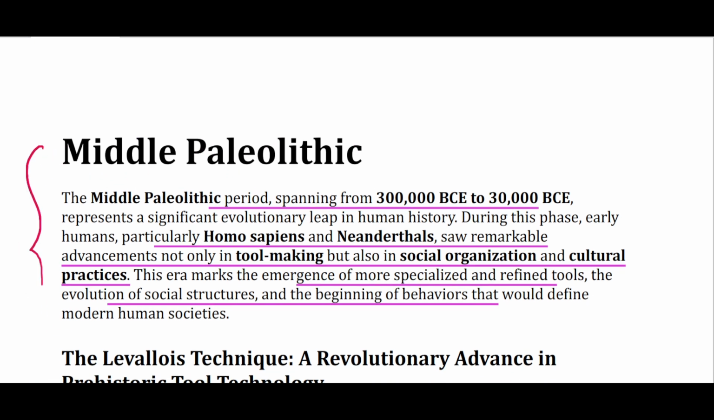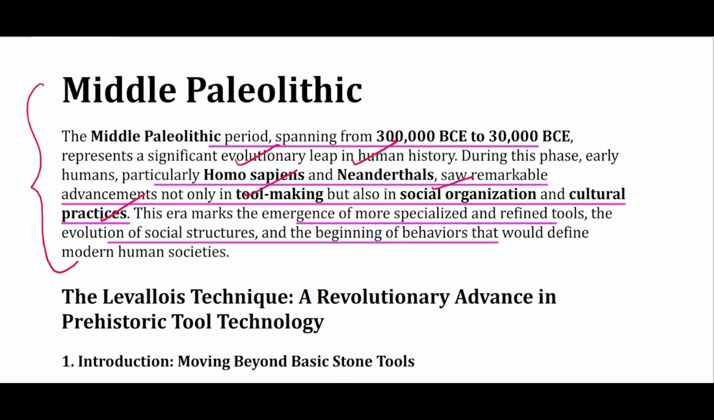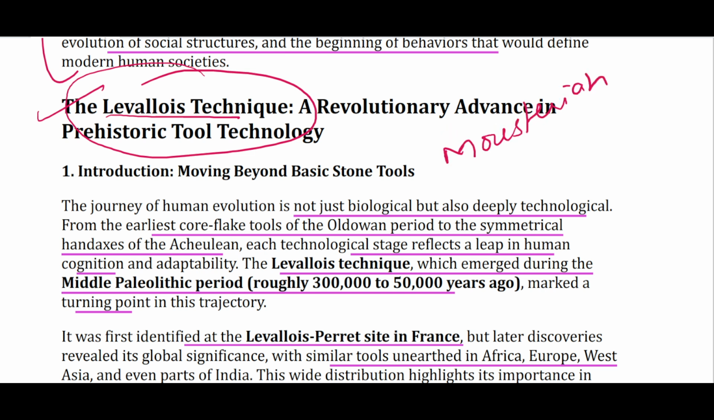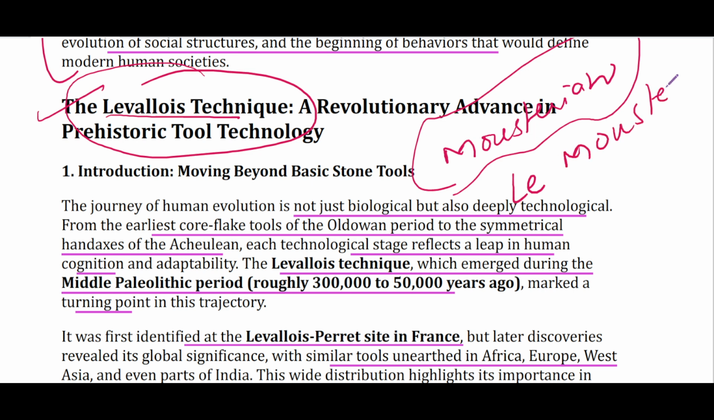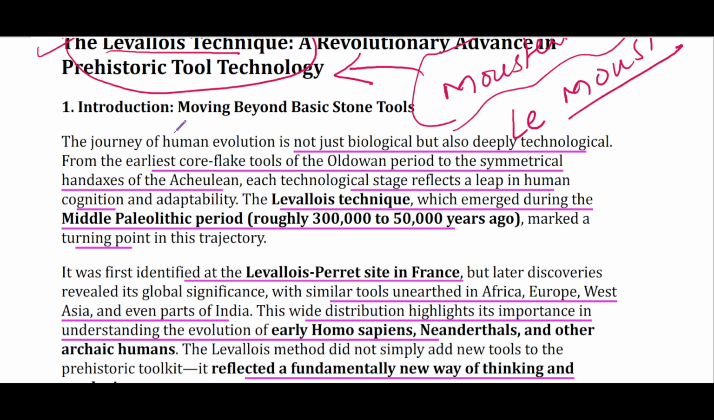Now, the Middle Paleolithic is about both Homo sapiens and Neanderthal, their toolkits, their social organization, and their cultural practices. Now, the first toolkit or the tool foundation is the Levallois Technique. The Levallois Technique is often associated with the word Mousterian culture. Mousterian means these tools were found at the site La Moustier in France. So that's why the name. And the people of that time, especially the Neanderthals, employed this Levallois technique.